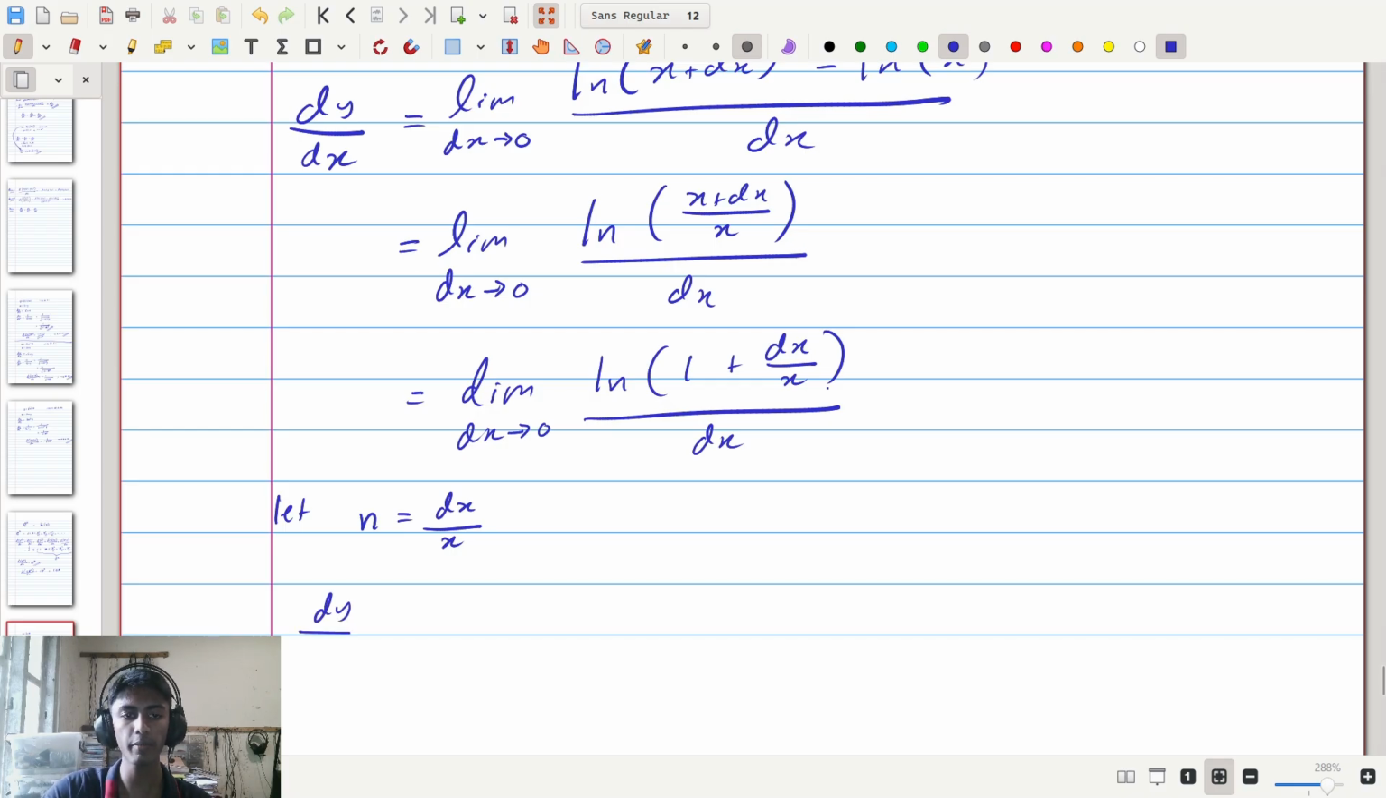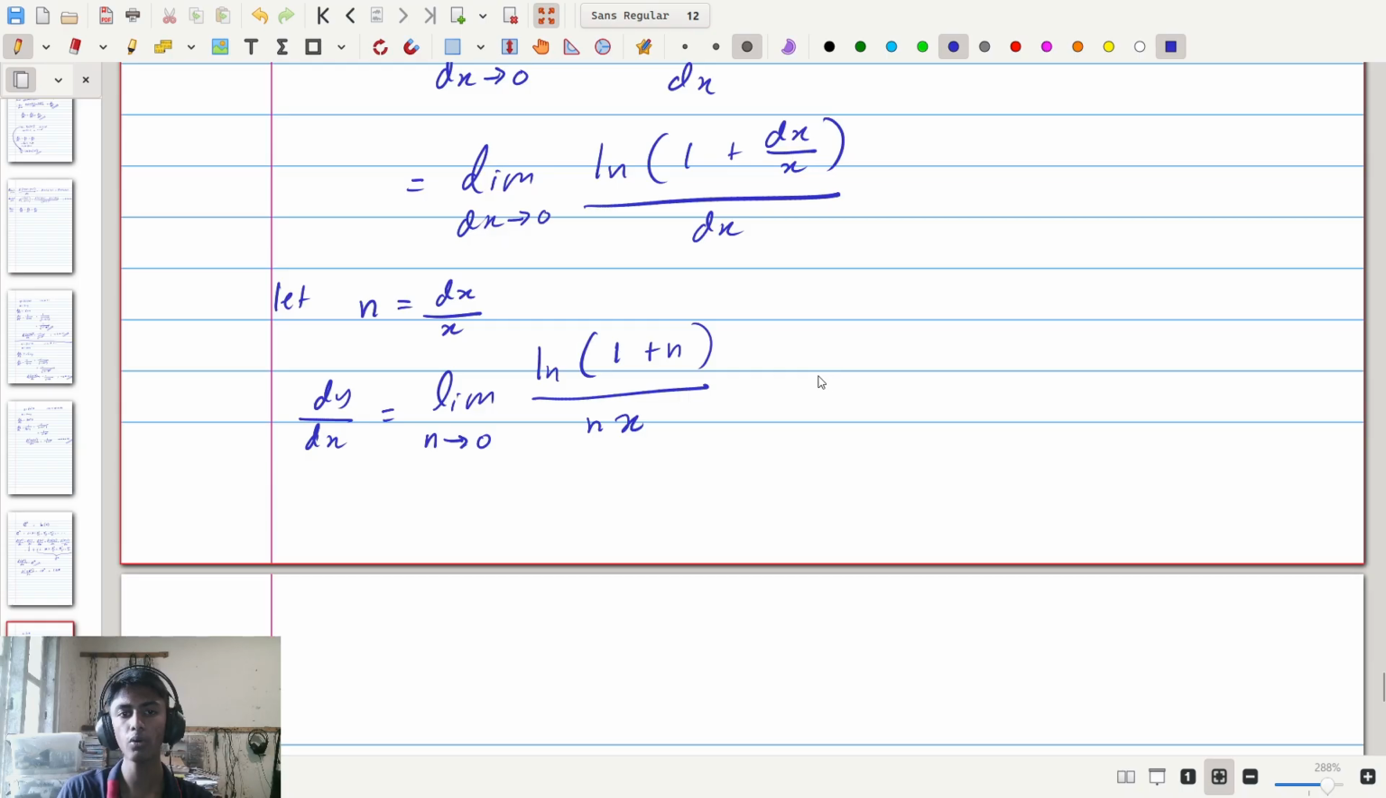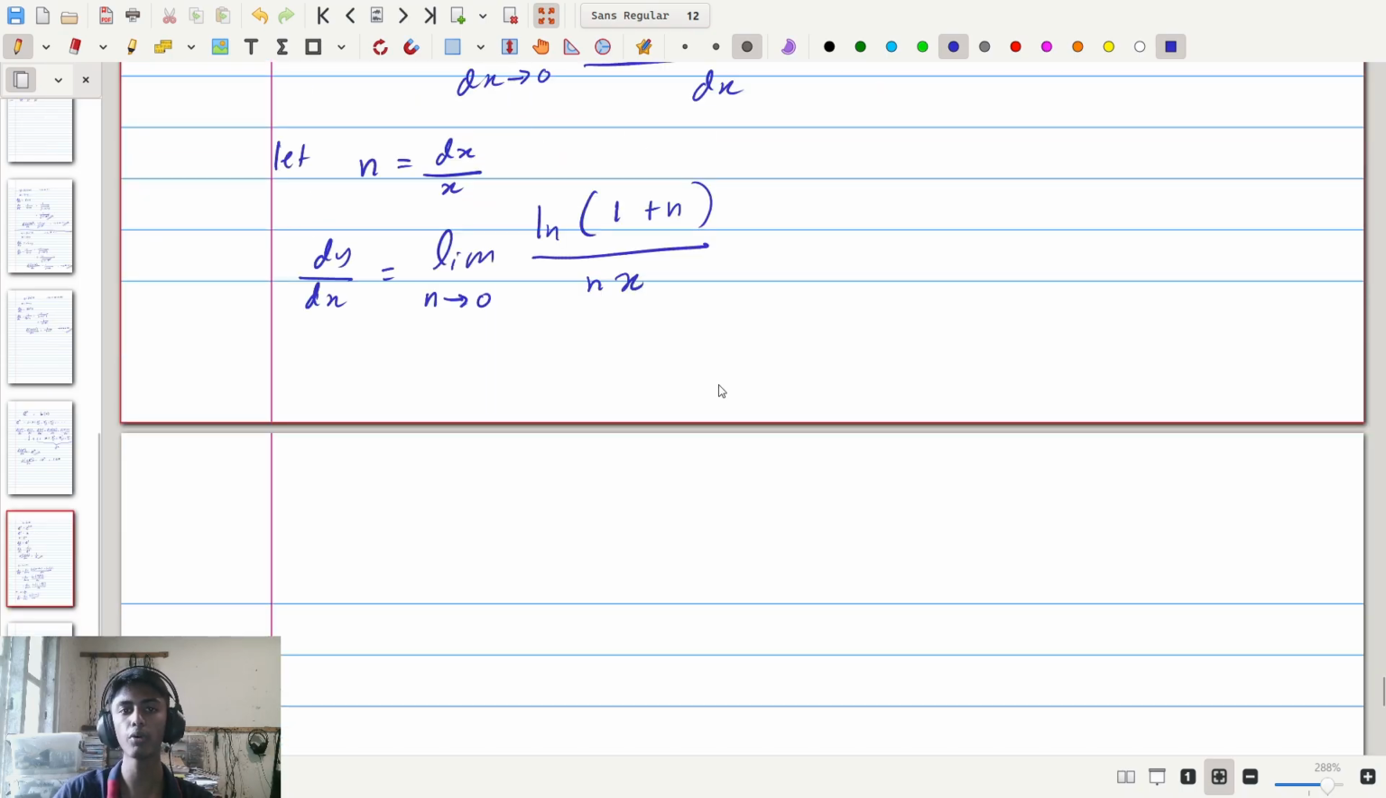Replacing that, we can see that dy by dx in this context is equal to the limit, instead of dx, we can substitute n. So as n approaches 0 of the natural logarithm of, here we can substitute instead of dx by x, we can substitute n. So we have 1 plus n, and then divide by, instead of dx, we can see from this equation, we need to substitute n times x. So here we can substitute n times x. Now we're going to again change the variables a little bit, but before we do that, we're going to extract this x outward. Since x is independent of n, i.e. no matter what n is, x is going to be x, we can take it out of this limit.